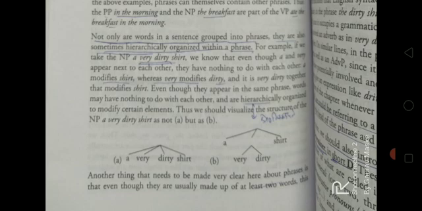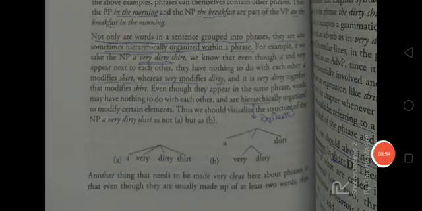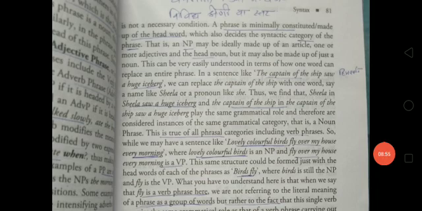Another thing that needs to be made very clear here about phrases is that even though they are usually made of at least two words, this is not a necessary condition. A phrase is minimally made of the head word. I will repeat: a phrase is minimally made of the head word, which also decides the syntactic category of the phrase.